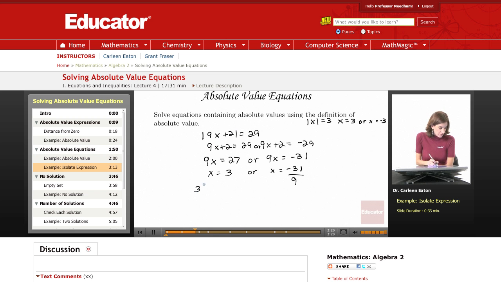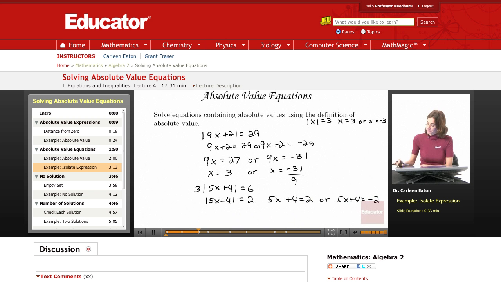For example, if you were given 3 times the absolute value of 5x plus 4 equals 6, the first step would be to divide both sides by 3. Because once you've done that, then you've got the absolute value isolated, and you can proceed by saying 5x plus 4 equals 2, or 5x plus 4 equals negative 2, and then solving both of those.